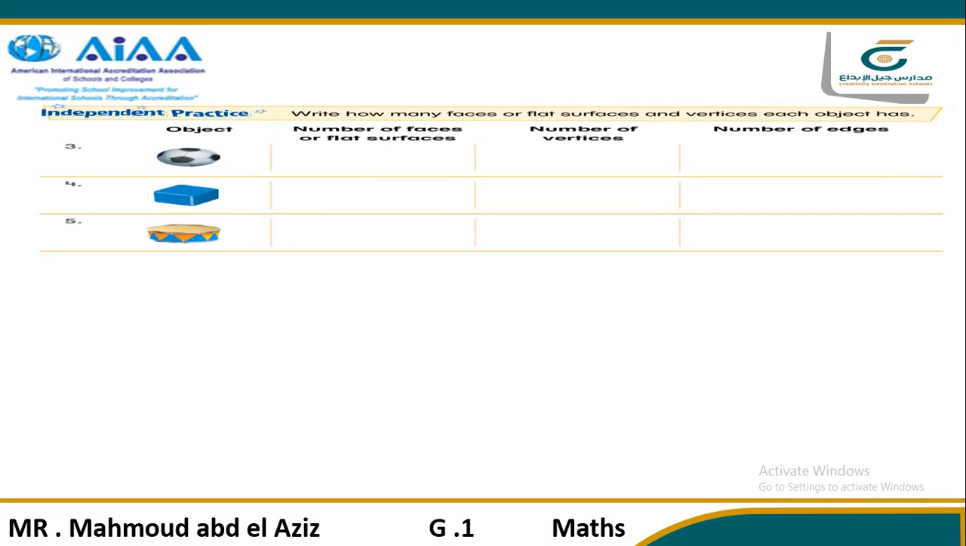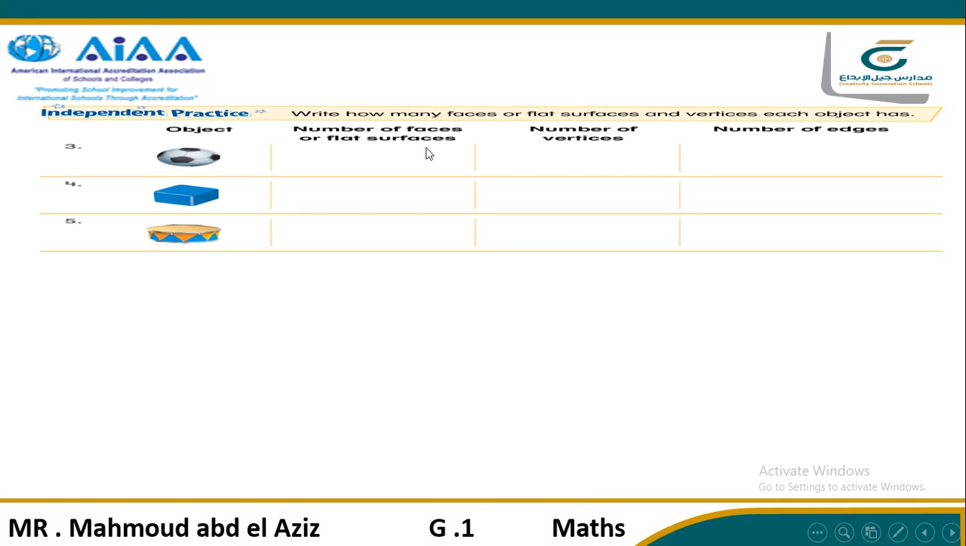So now, with our first question here, we have 3 objects. This ball, which we call in math a sphere, this box, which we call in math a rectangular prism, and we have here a cylinder. So we start with our sphere.